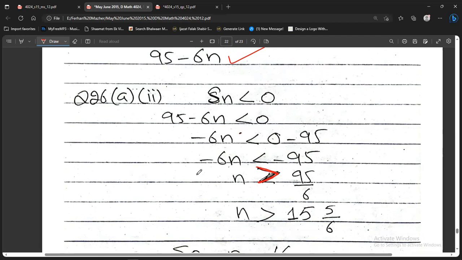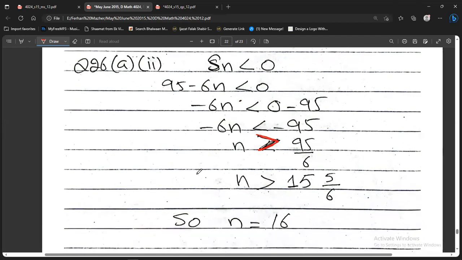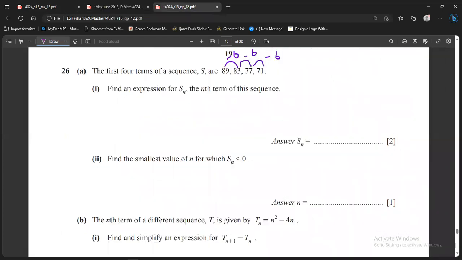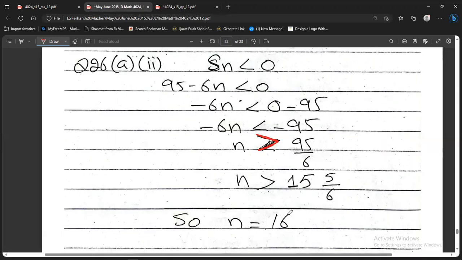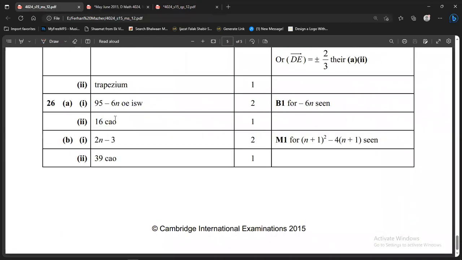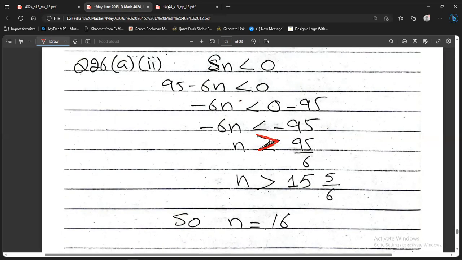So n will be greater than, when you divide 95 by 6, you get 15 whole 5/6. So it means n is more than 15 whole 5/6, so n will be 16. The question was, find the smallest value of n. So n is more than 15 whole 5/6, so the least value of n will be 16. 16 is the right answer, sir.